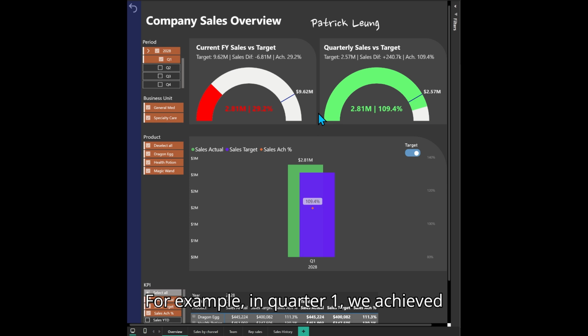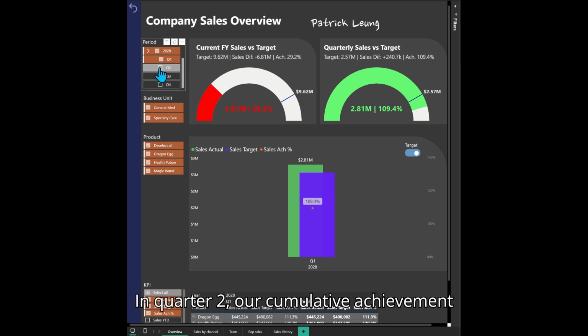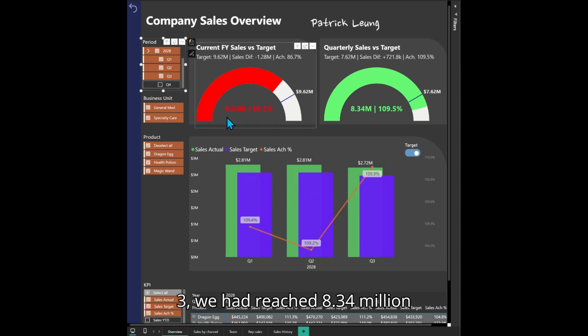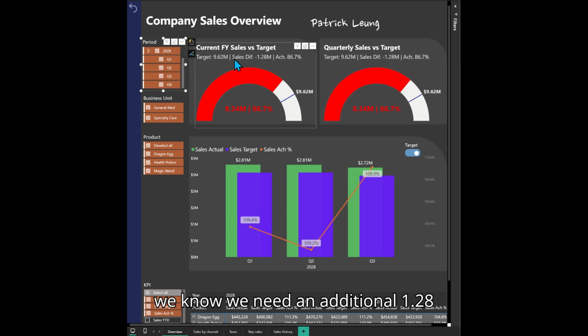For example, in quarter 1, we achieved 2.81 million, reaching 29.2% of the full-year target of 9.62 million. In quarter 2, our cumulative achievement was 5.6 million, 58.4% of the target. In quarter 3, we had reached 8.34 million or 86.7%. Assuming we are now at the beginning of quarter 4, then we know we need an additional 1.28 million to meet the full-year target. The journey to achieve full-year sales target is clearly visualized.